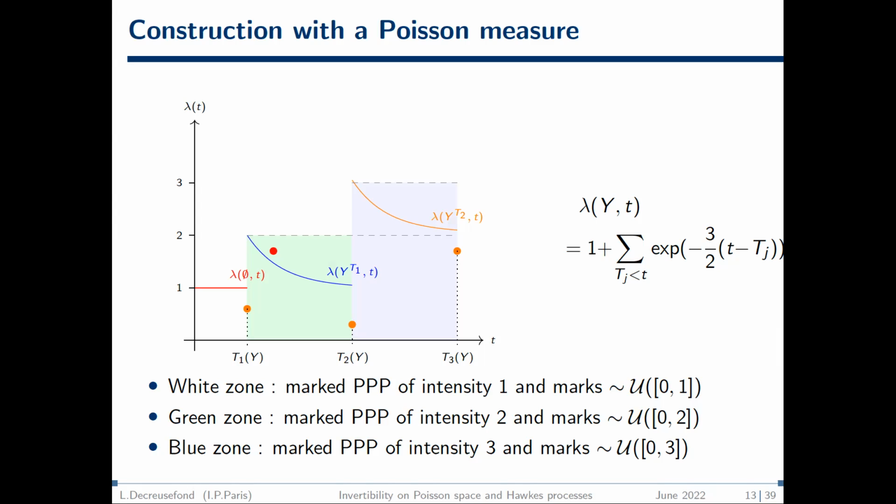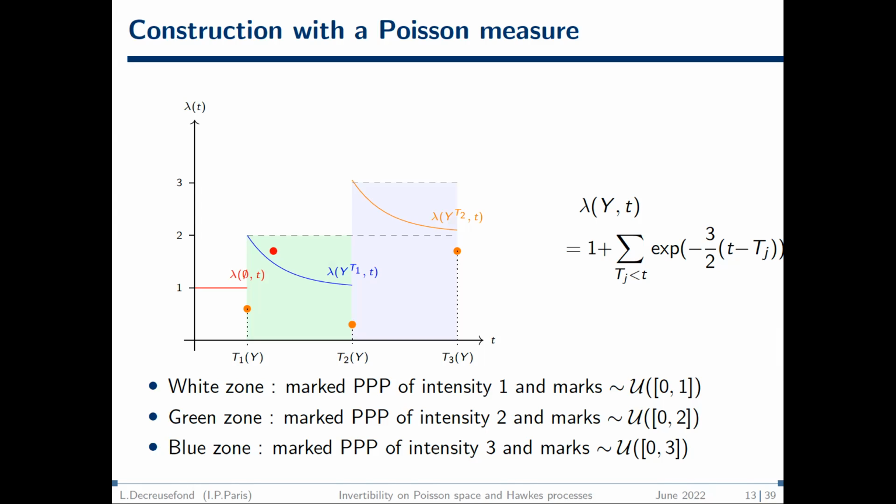So now, when t is greater than T2, the lambda y of t is 1 plus exponential minus 3 over 2 (t minus t1) plus exponential minus 3 over 2 (t minus t2). So it's bounded by 3. So you draw again a Markov process of intensity 3 and marks uniformly distributed over 0, 3. And the first time you have a point where the mark is below the orange curve, you say it's T3 of 1. And then you continue like this as long as you want, up to the horizon time where you want to stop your simulation.